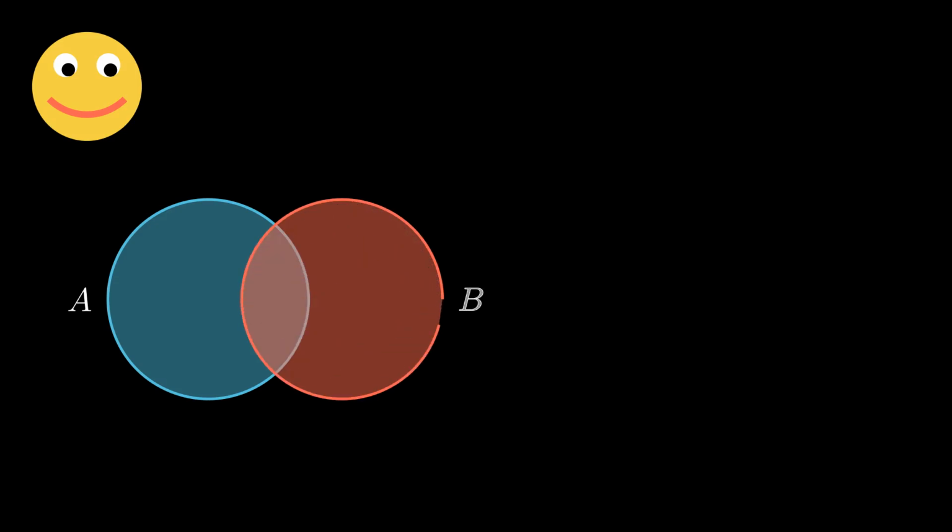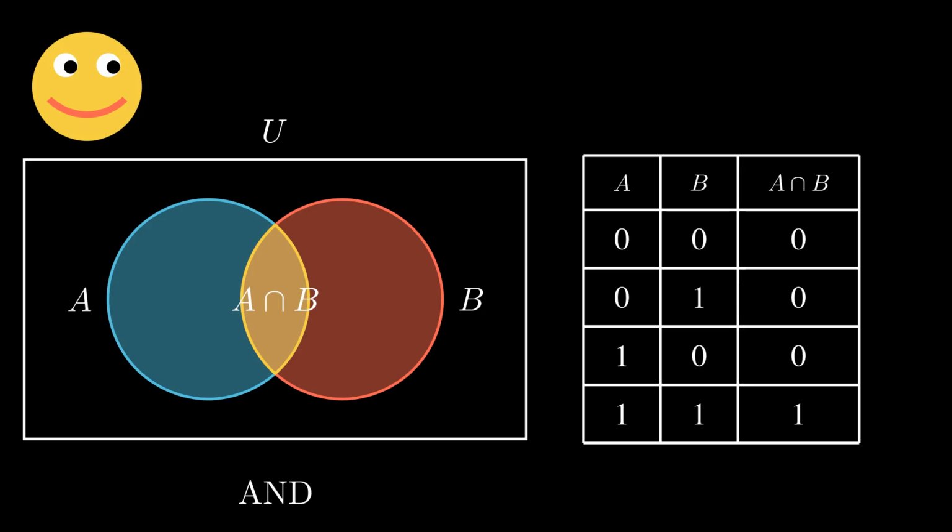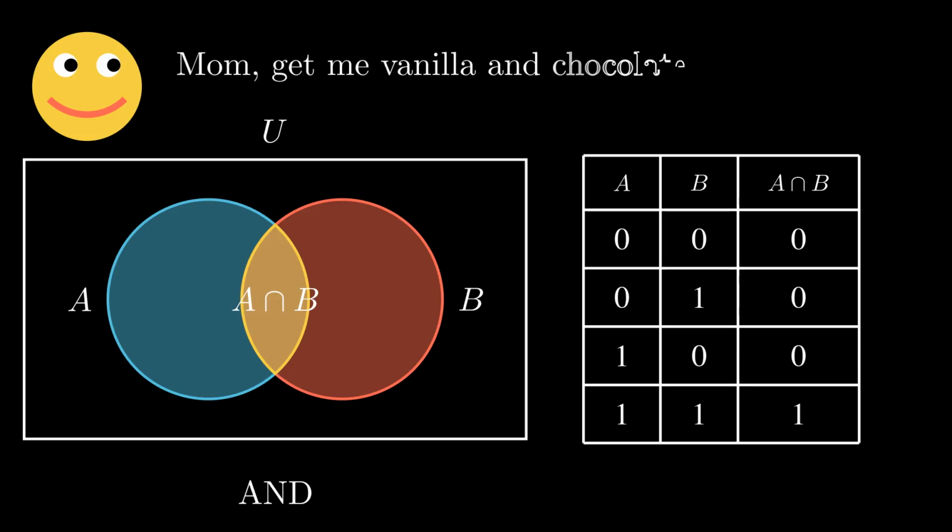Let's look at the intersection. The intersection can also be understood as the logical AND. We say the intersection of A and B. Let's take a look at the truth table. Let's use the child example again. Now the child's request is this: "Mom, get me vanilla and chocolate ice cream." Let's see the mother's options.